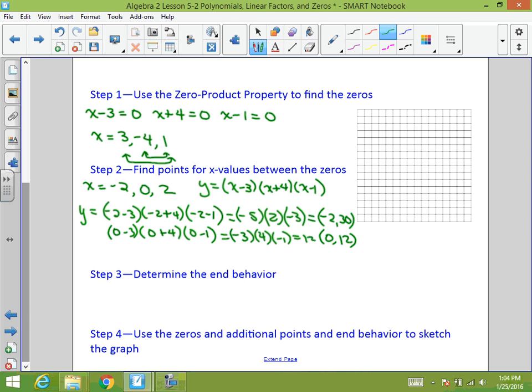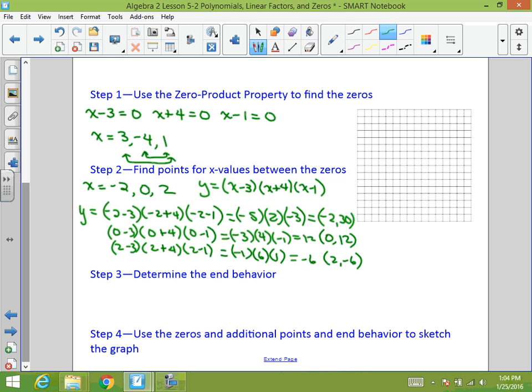And then my last point, x equals 2. I'm going to have 2 minus 3 times 2 plus 4 times 2 minus 1. 2 minus 3 is negative 1. 2 plus 4 is 6. 2 minus 1 is 1. So that's going to equal negative 6. So my last point is at 2, negative 6. So there are all the points that I need to graph.